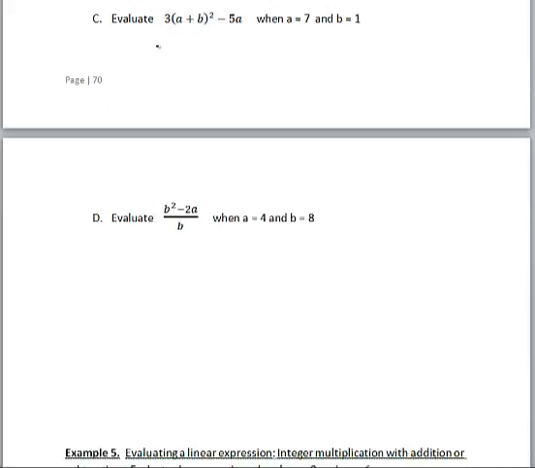Alright, new expression. We have 3a plus b squared minus 5a, and now a is 7 and b is 1. So I'll keep everything the same, only replacing the variables. And a is just sitting next to the 5 with no mathematical symbols in between, but now I'm going to replace a with a number, and so I'll insert some parentheses so that this isn't misinterpreted as a 57.